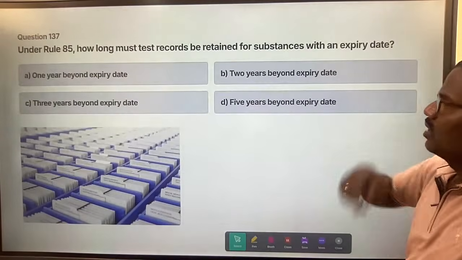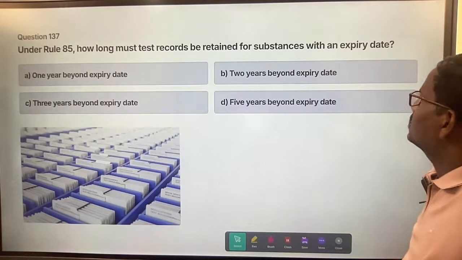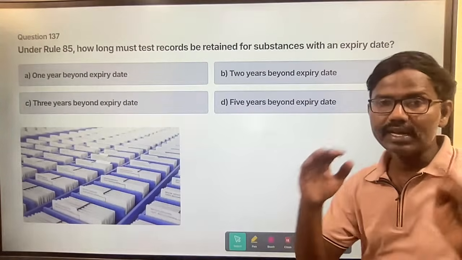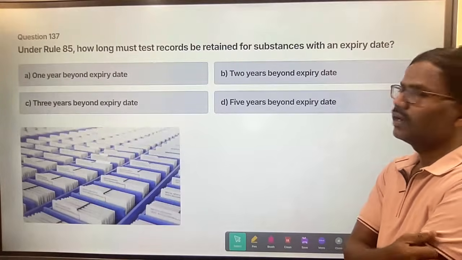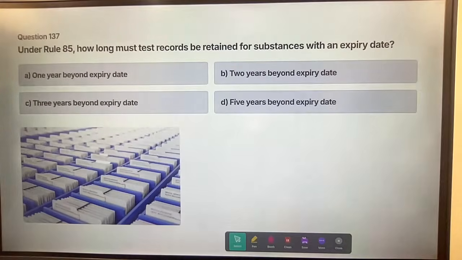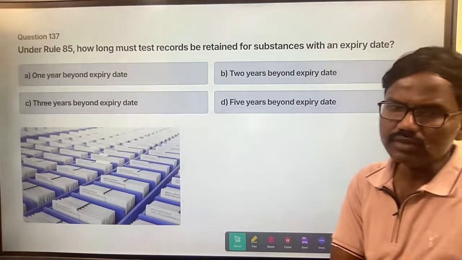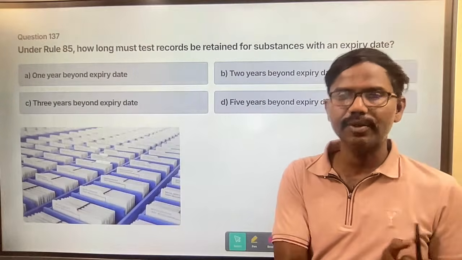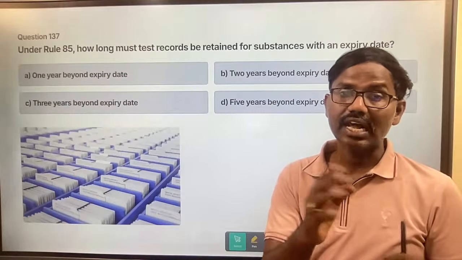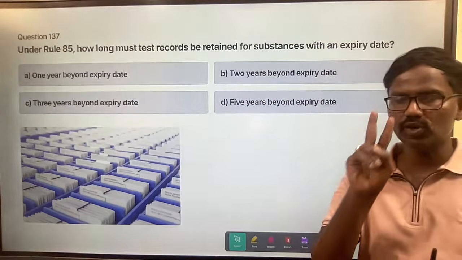Next, Rule 85: how long must test records be retained for substances with an expiry date? If the medical device has an expiry date, for how many years after expiry should the records be kept? 1 year beyond expiry, 2 years beyond expiry, 3 years beyond expiry, 5 years beyond expiry. Answer please. How many years should you maintain the results after expiry? Yes, B, 2 years. After expiry, 2 years you have to maintain them.